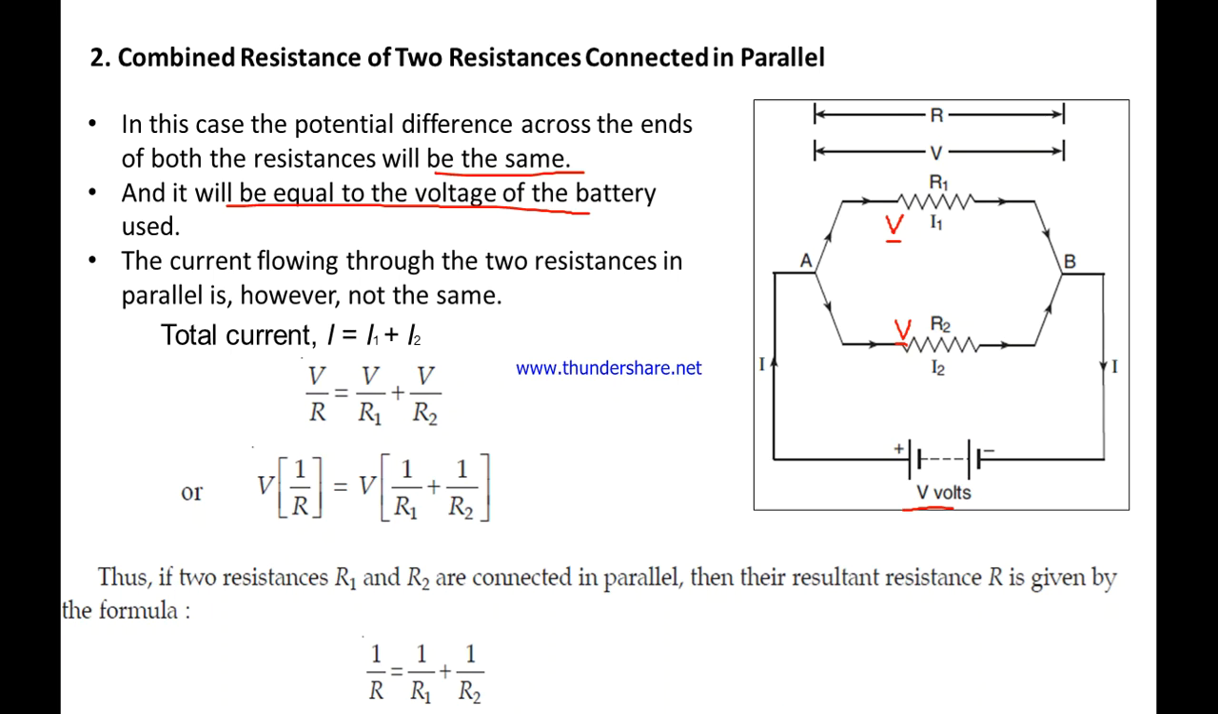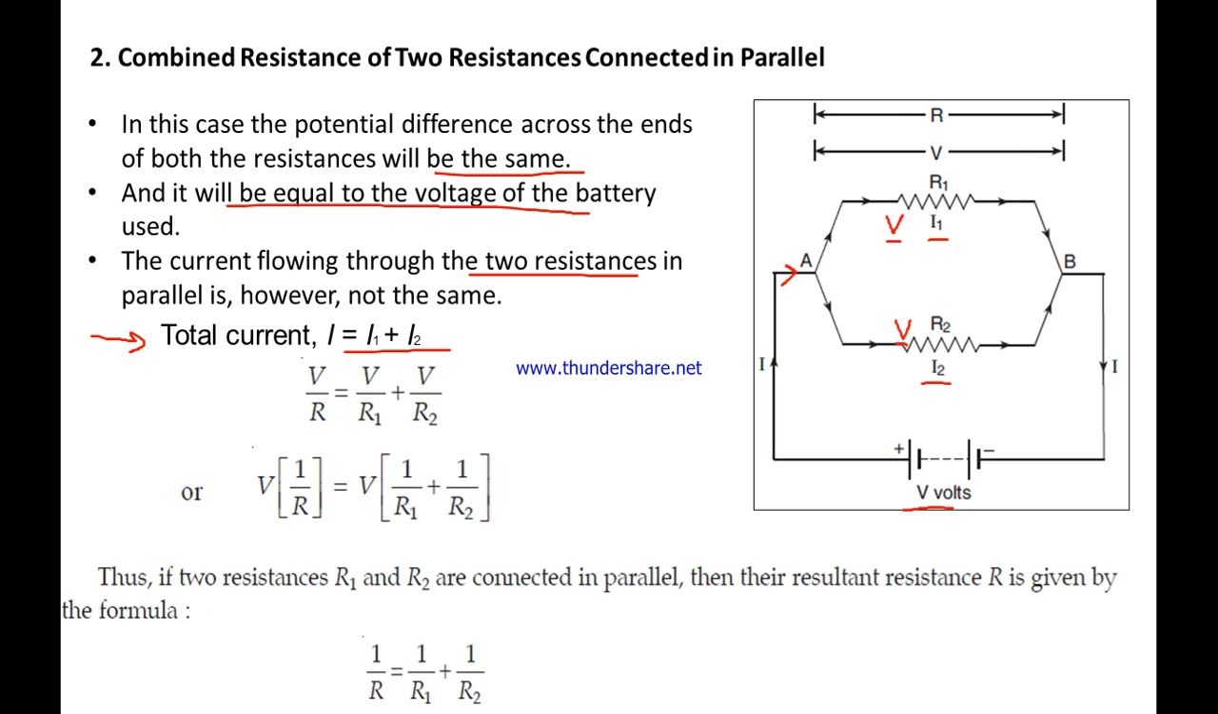Now the current flowing through the two resistances in parallel is, however, not the same, and the total current is given by I1 plus I2. In series the current was the same, but here the current distributes in two parts, I1 and I2. So we can write I equals I1 plus I2.